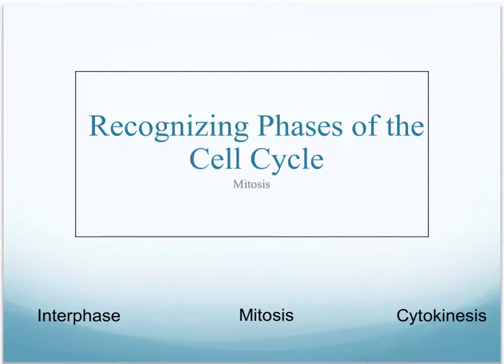In this video, we'll review the stages of the cell cycle and focus mainly on recognizing the different stages of mitosis. The first stage of the cell cycle is interphase. During interphase, DNA is in the form of chromatin. The cell spends most of its life cycle in interphase. The cell is performing its normal everyday functions and it's preparing to divide.